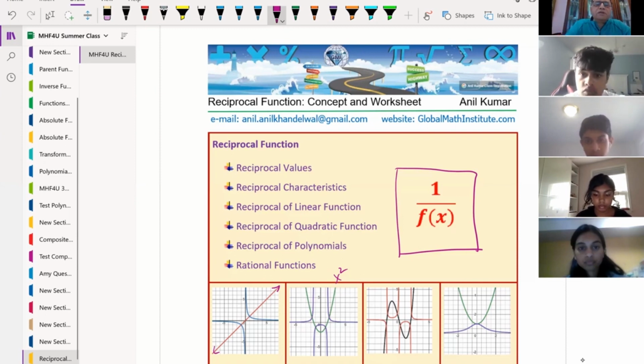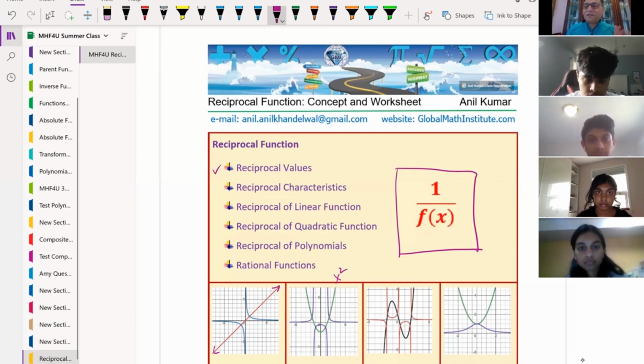My step number one is to understand what reciprocal values are. If 5 is a value, then the reciprocal of 5 is 1 over 5, correct? If minus 5 is the value, then minus 1 over 5 will be the reciprocal. Just from the values, we learn a very important thing: the reciprocal of a positive value is positive, the reciprocal of a negative value is negative.